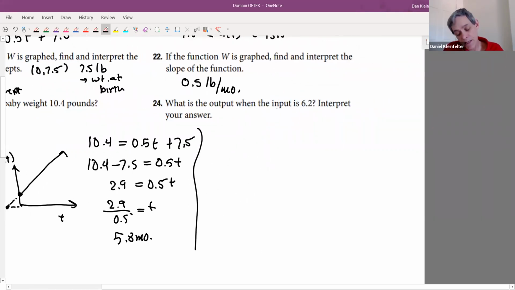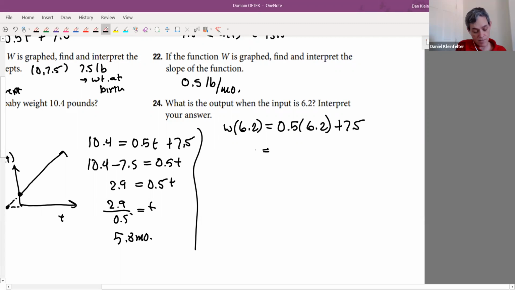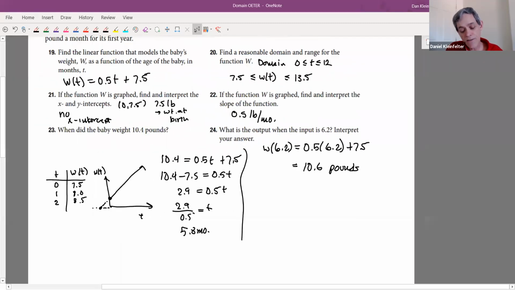Then what is the output when the input is 6.2? That will be 0.5 times 6.2 plus the 7.5. We'll calculate that and then interpret the answer. So that's 10.6, and that will be pounds at that time. All right, so that's the end of this example.